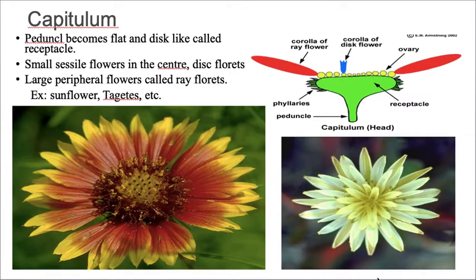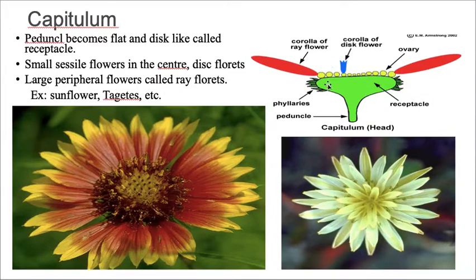So in capitulum, the peduncle becomes flat. See, the peduncle became flat, which is called the receptacle. So the peduncle became flat and it is a receptacle, and this flat receptacle bears two types of flowers. What are they? These are ray flowers and these are disc flowers. So florets, actually these are florets. Okay, these are not flowers.